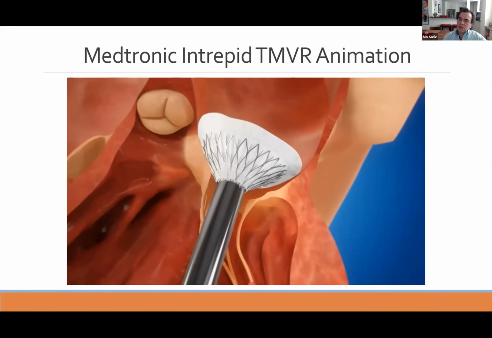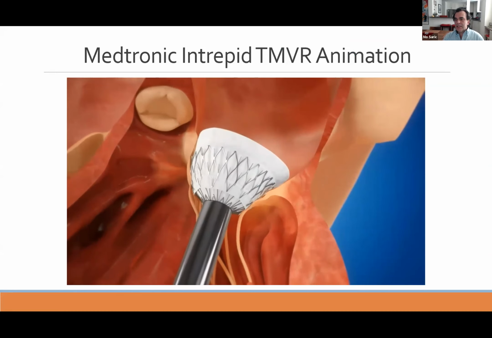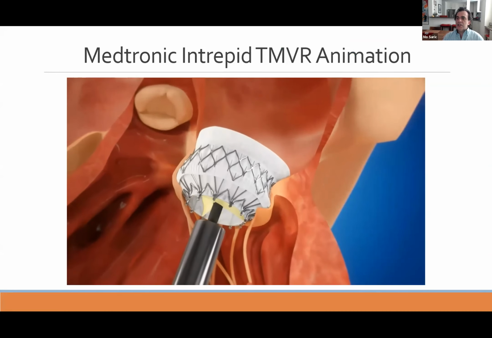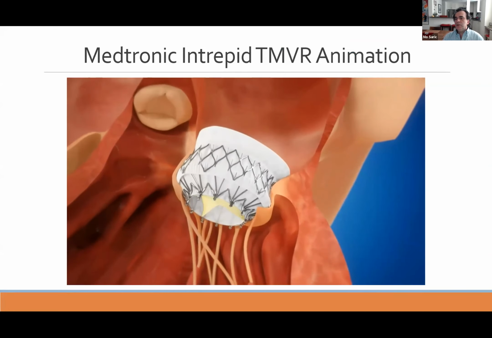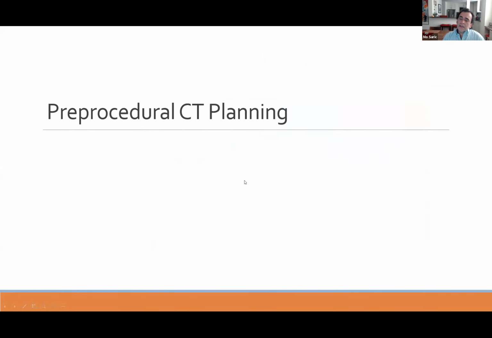See, there is a capsule and we advance toward the mitral valve. If we are satisfied, we then fully deploy it, and these barbs catch the annulus and the native leaflet. And then we will deploy the valve in a functioning manner. So let's look at how we do that.